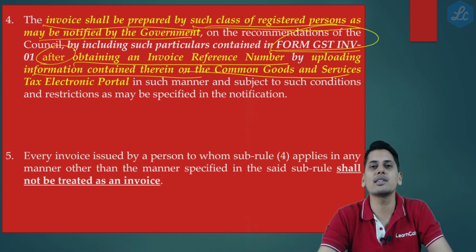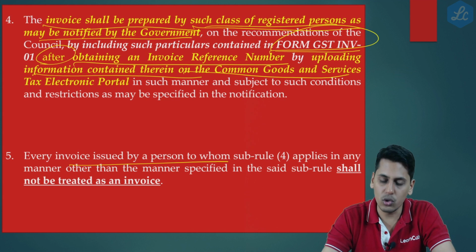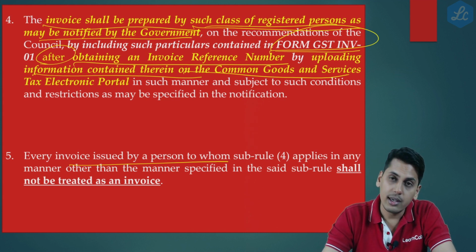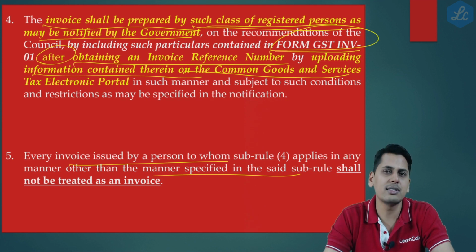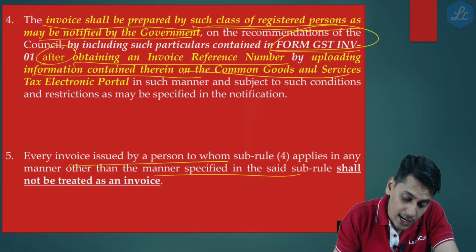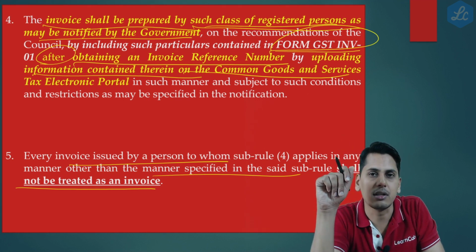What are the consequences of not following 48 sub rule 4? Every invoice issued by a person to whom sub rule 4 applies in any manner other than the manner specified in the said sub rule, which means you are not complying with the rule, shall not be treated as an invoice. Such a harsh provision.